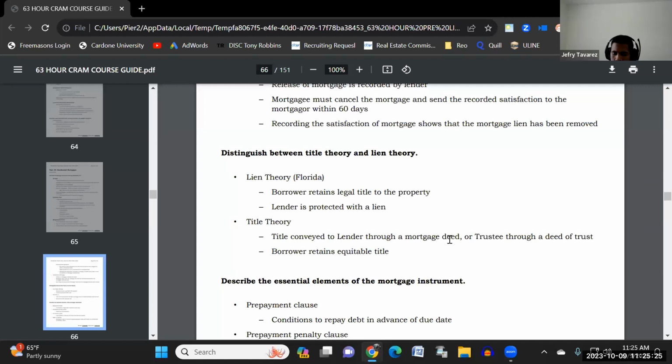Wait, can you say that again? The only time equitable title is used here is when it's a seller holding the mortgage. Remember, the seller holds the title until you pay them off, then they put it in your name after. Is that on a seller finance? Seller finance. Yes, exactly. All right, thank you. The only time. Any other time it's lien theory, it's actual title. Okay. Got it. Good.